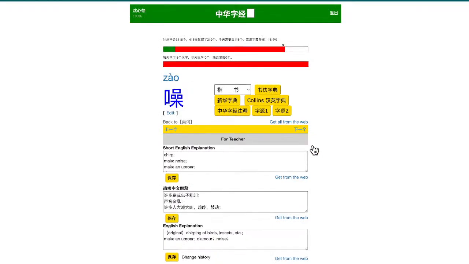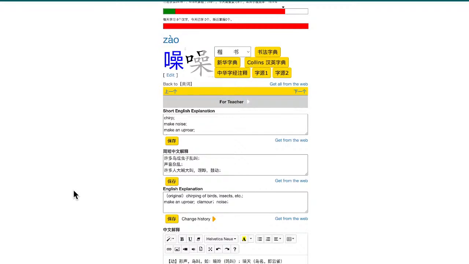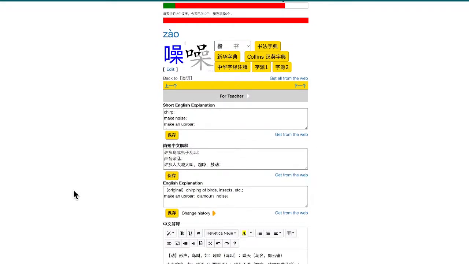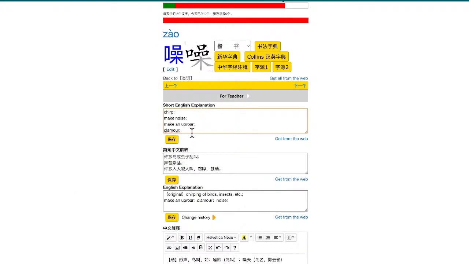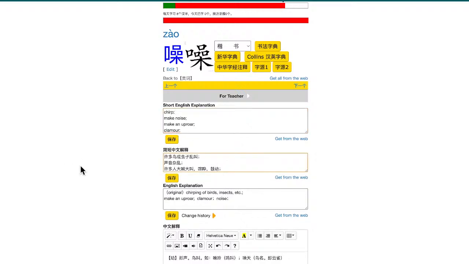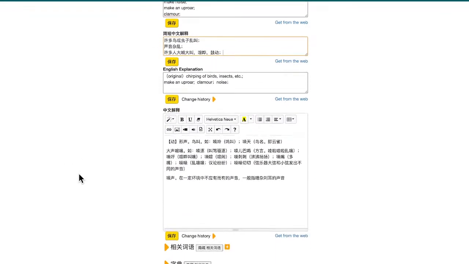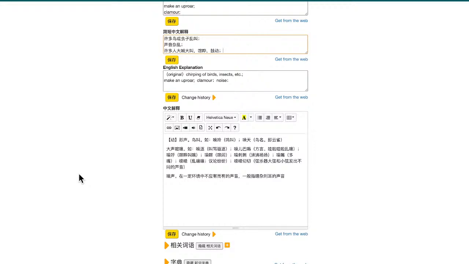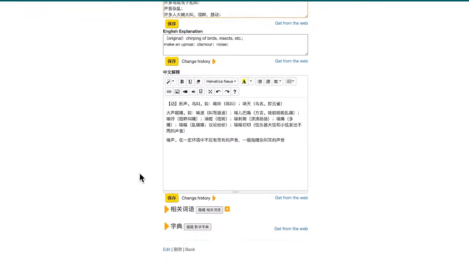Next one, 噪. Now this 噪 means chirp or make noise, or make an uproar, clamor. So basically, it means to make a lot of noise. Originally it referred to a bunch of birds chirping, making a lot of noise. That's the very original meaning when they built this character. But later on it's not limited to the noise of birds. It could be any noise, a machine, or just people noise. Called 噪.